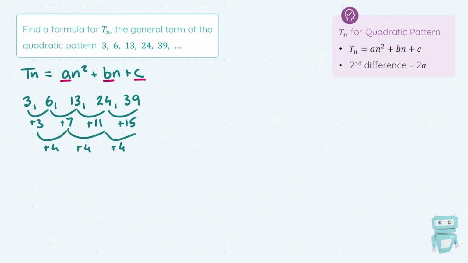So what did we get this for? Well, our second step tells us that the second difference equals 2a. So 4 here equals 2a. And we'll be able to solve for a here, dividing both sides by 2. I get a equals 2.